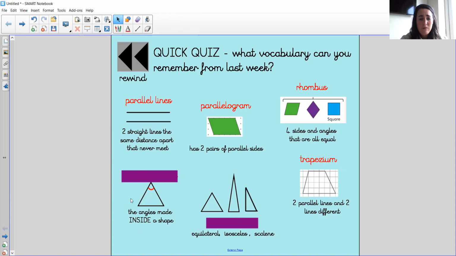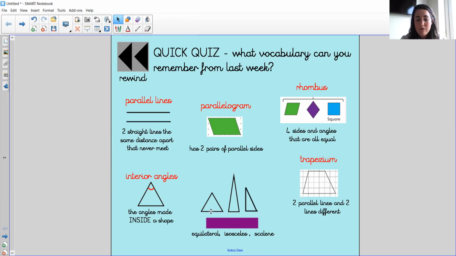Okay, then I've already mentioned this already, but when we talk about the angles that are inside a shape, we call those our interior angles. Okay, so when we're talking about the angles within the shape, thinking about Miss Notes learning last week, the acute angles or right angle or obtuse angles, those are angles that are inside a shape.